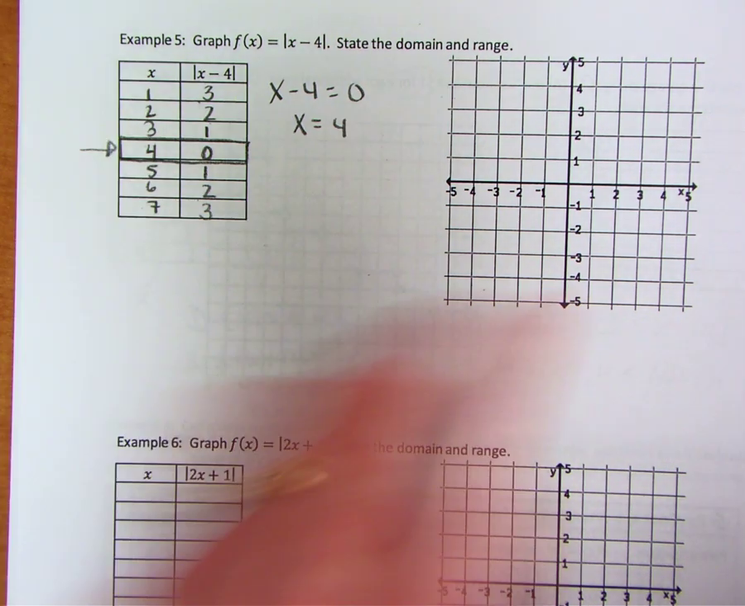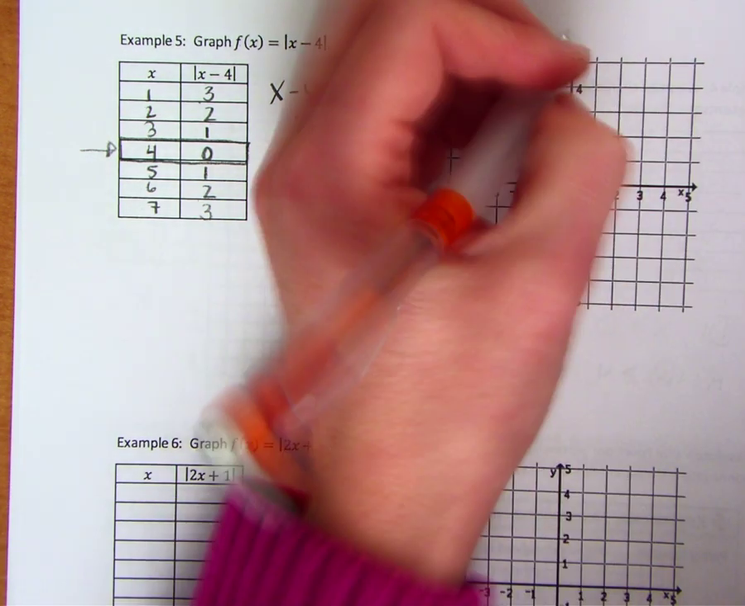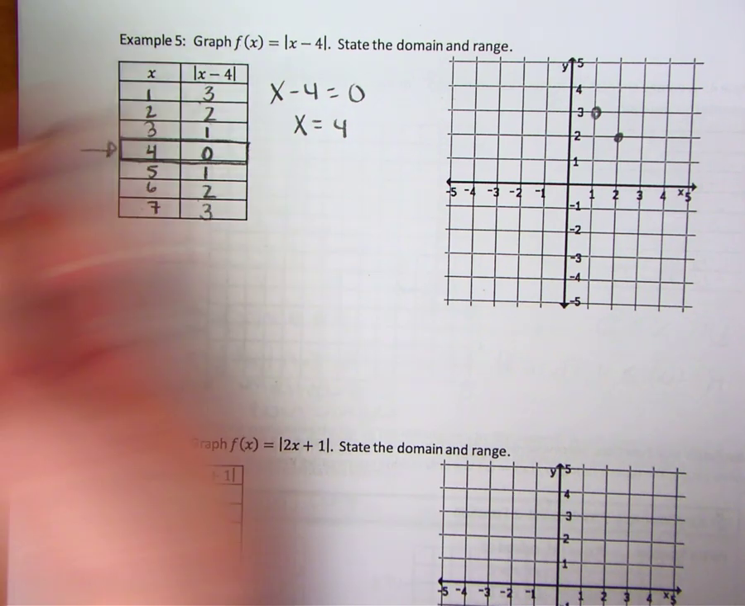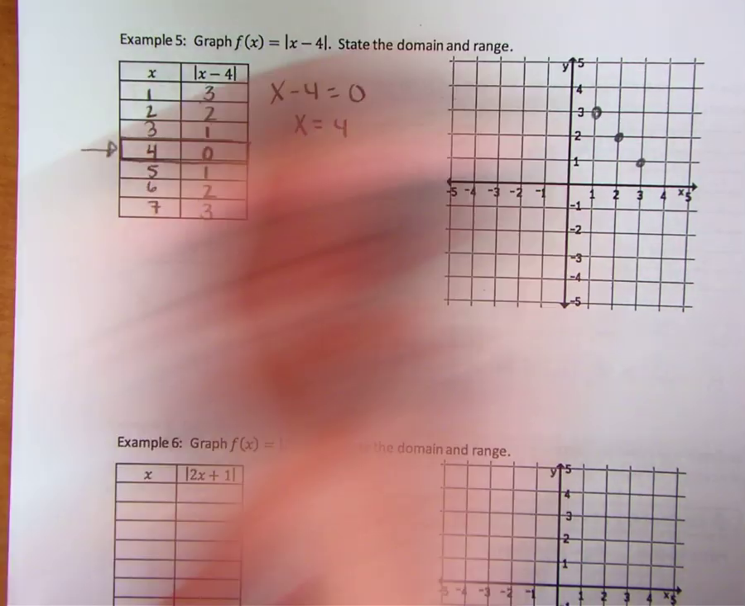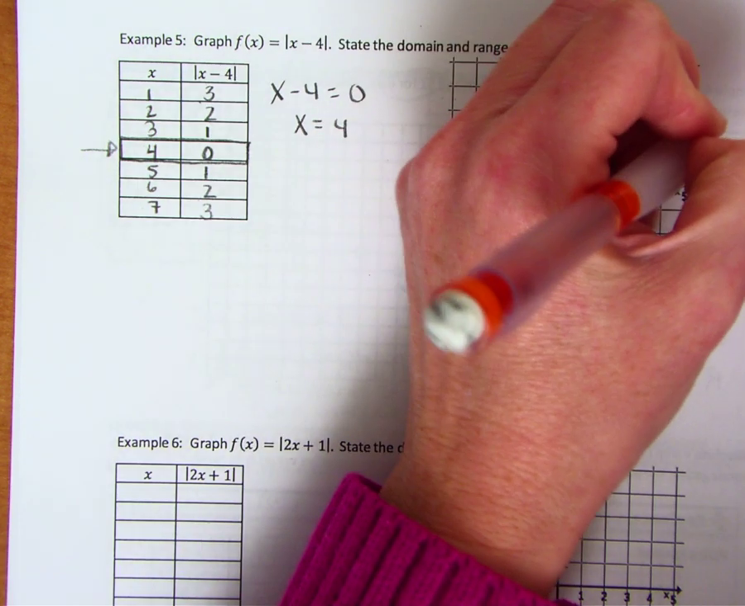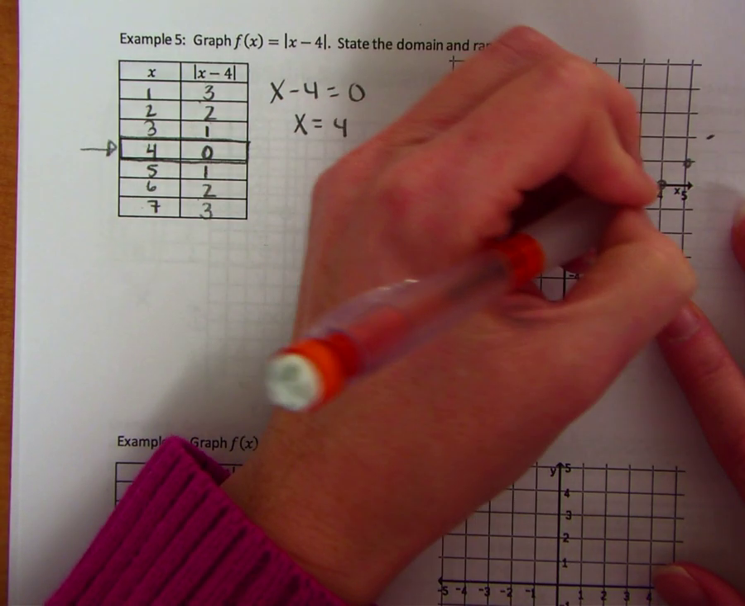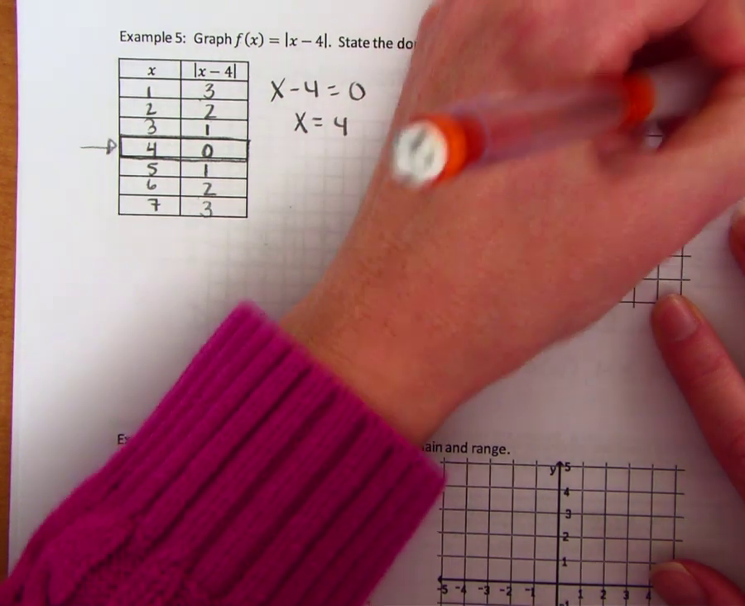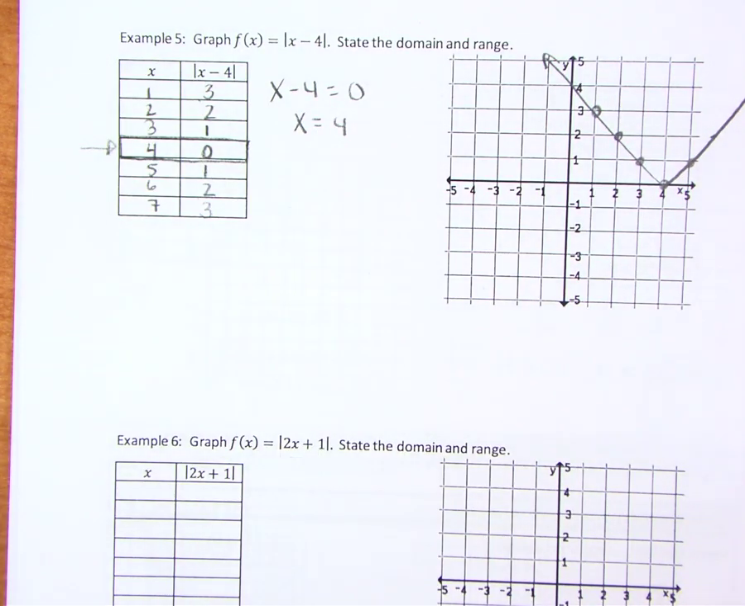So now we're going to graph these points: 1, 3; 2, 2; 3, 1; 4, 0; 5, 1; and then we're kind of off the graph, but we'd have 6 and 7. And then if we connect those with a line, they're linear. You see that V-shaped form.